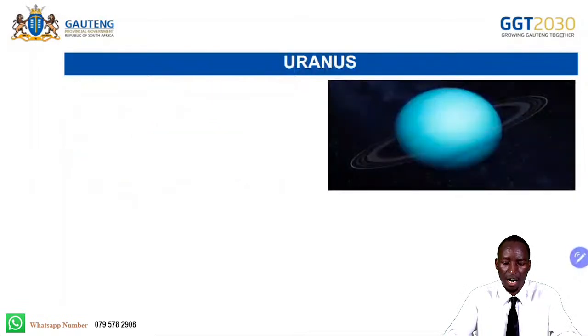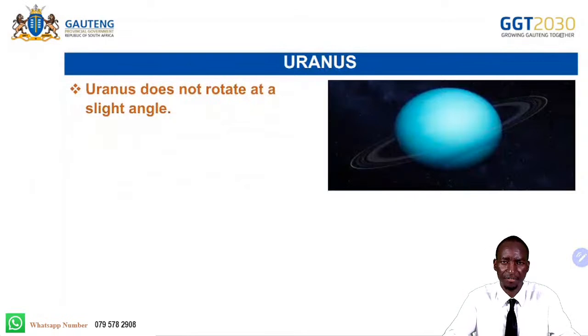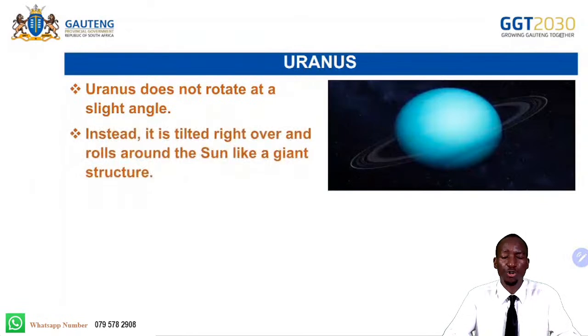And then we come to planet Uranus. This one rotates at a slight angle. It only rolls around the Sun like a giant structure. That's planet Uranus.